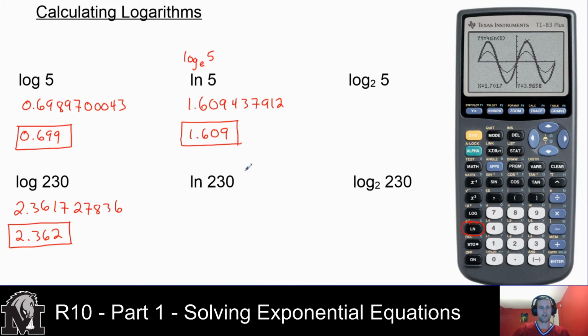Now feel free to give this one a whirl by yourself. Again, we have the natural log button, then 230, and we hit enter. So 5.438079309. 3 decimal places, 5.438.